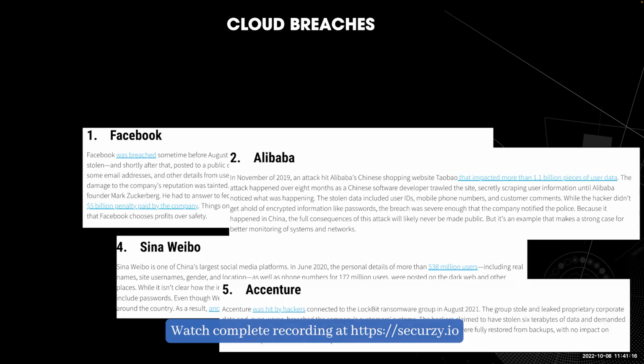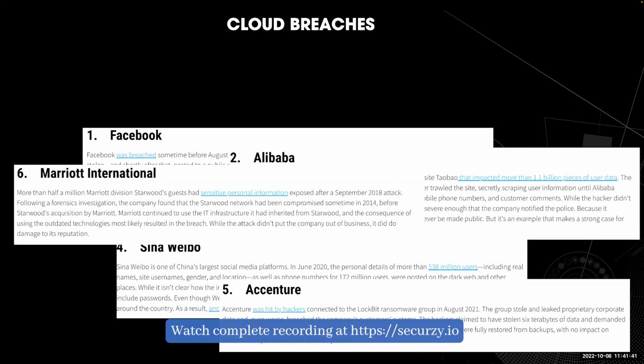Then we had Accenture's breach, wherein the company's proprietary information and sensitive corporate data was stolen. It was a ransomware attack. The organization was not able to access their corporate data. But the good thing for Accenture was that they had backups, and they claimed that they were able to restore everything completely from those backups.